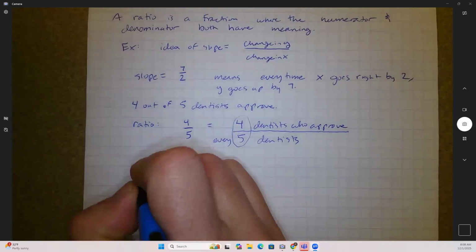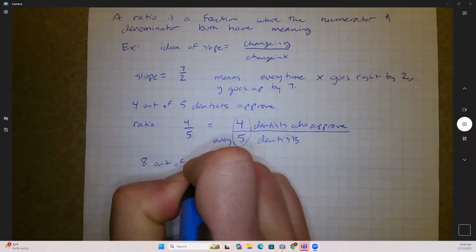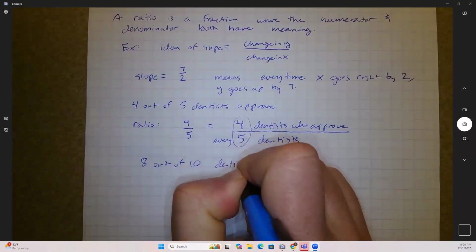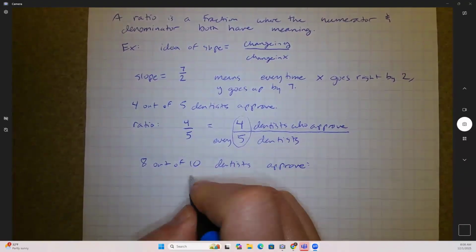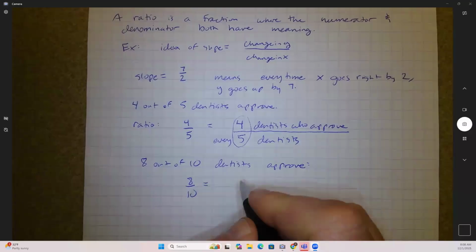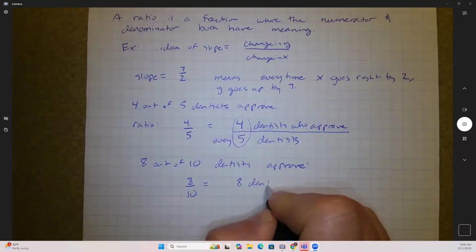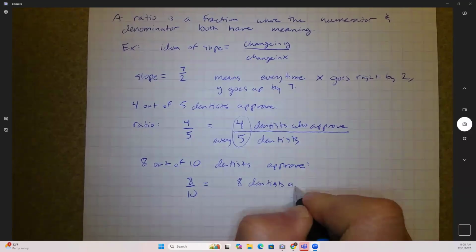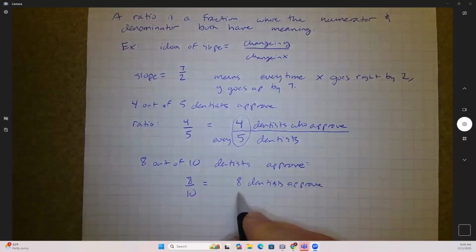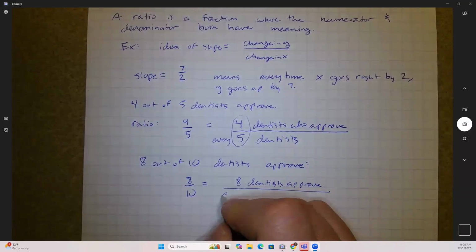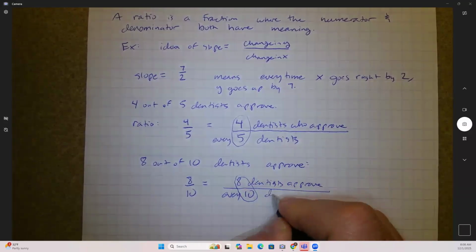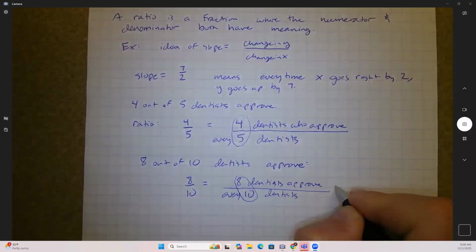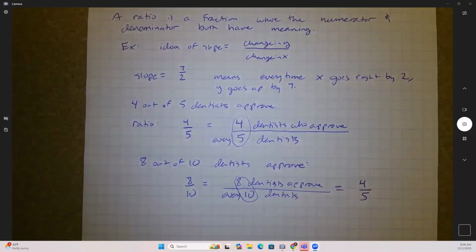Notice I could have said 8 out of 10 dentists approve. Because 8 out of 10 would say 8 dentists approve out of every 10 dentists, and that fraction reduces to 4/5.